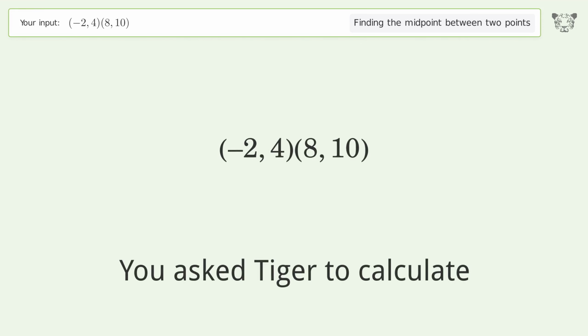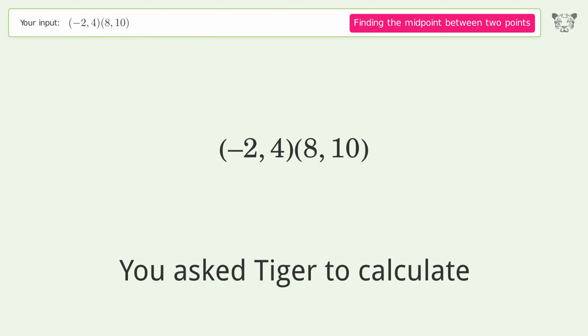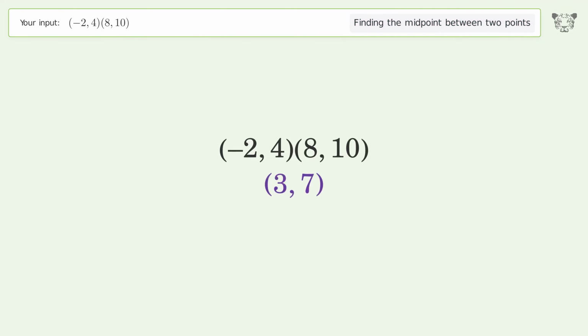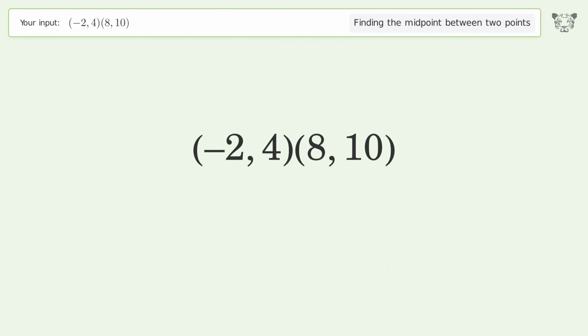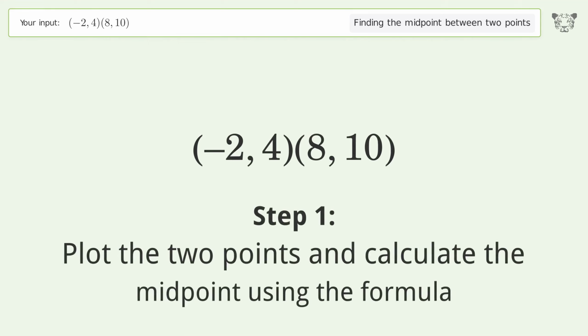You ask Tiger to calculate. This deals with finding the midpoint between 2 points. The midpoint between the 2 points is 3,7. Let's solve it step by step. Plot the 2 points and calculate the midpoint using the formula.